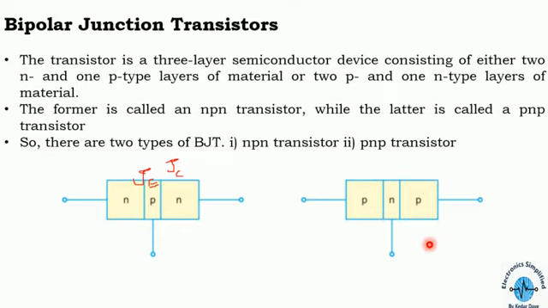Here the second type of transistor is called the PNP.